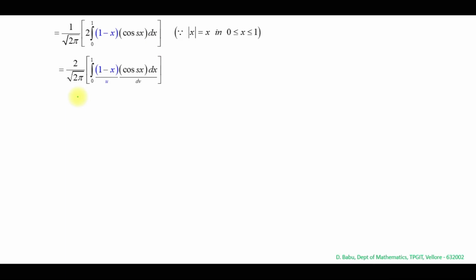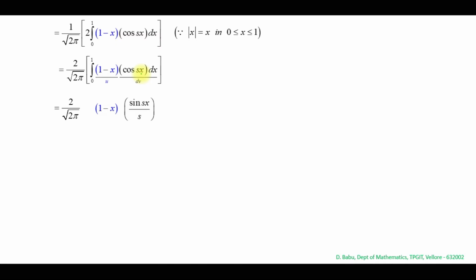So apply the Bernoulli formula, 2 divided by square root of 2 pi. Write u as it is, don't differentiate and don't integrate, as it is. Write u as it is, 1 minus x. Next, integrate the second term with respect to x. The integration of cos sx is equal to sin sx divided by s.